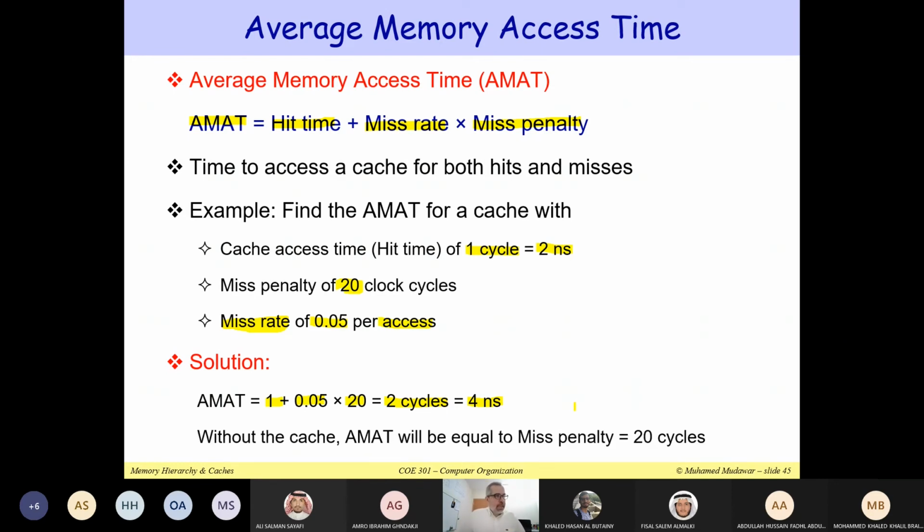Now it will be much worse if you remove the caches, because the miss penalty is 20 cycles. If you remove the caches completely and everything is accessed from the main memory, and it takes 20 clock cycles to access the main memory, you have to multiply the 20 clock cycles by 2 nanoseconds. This will be 40 nanoseconds. So the entire thing will be much slower if you remove the caches. The caches are trying to improve the performance and reduce the average memory access time. That's the meaning of the average memory access time, and it can be quantified. We can calculate this average memory access time. So this is a very important equation.